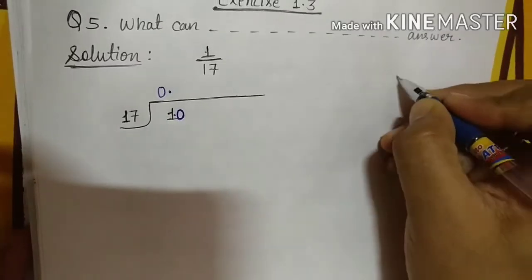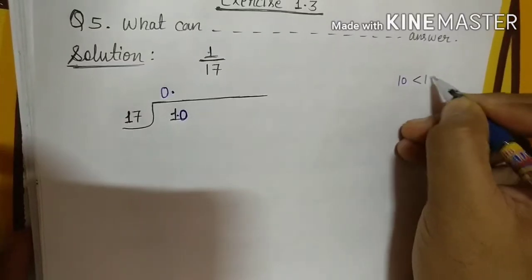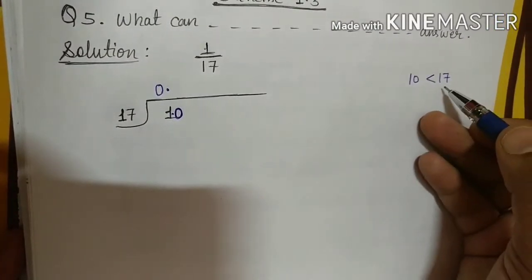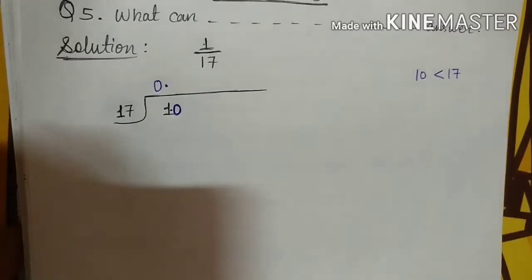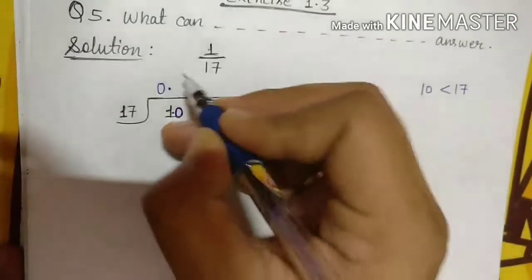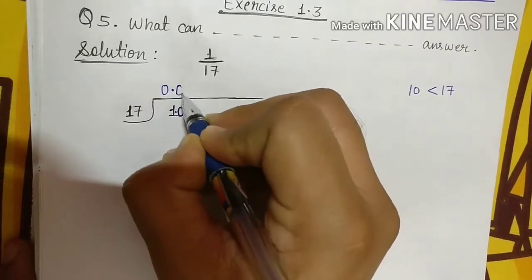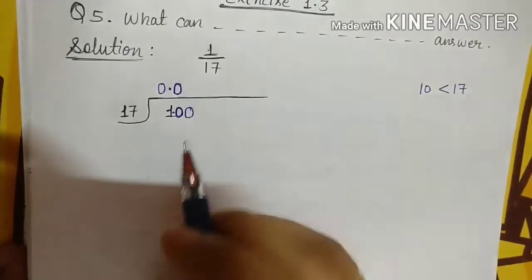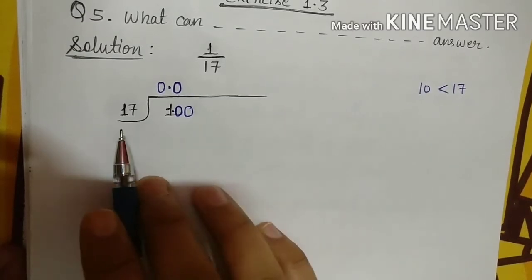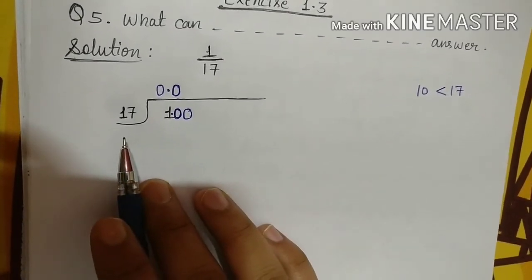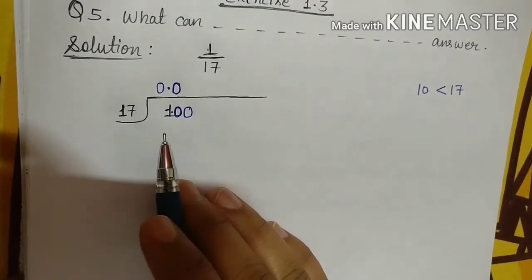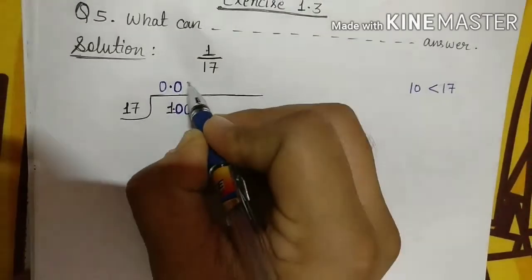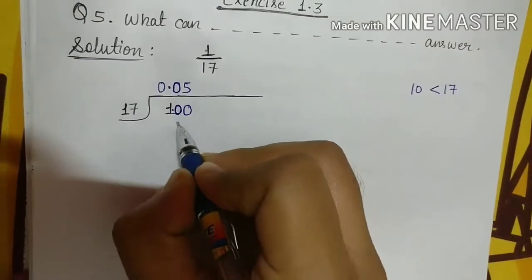Still, this 10 is less than 17; our dividend is less than the divisor. So here we need one more 0. We can put one more 0, first in the quotient place, then in the dividend place. Now it becomes 100, and we can divide 100 by 17. So we need to recall the 17 table. You know that 17 fives are 85 and 17 sixes are 102, so we have to use 17 fives.